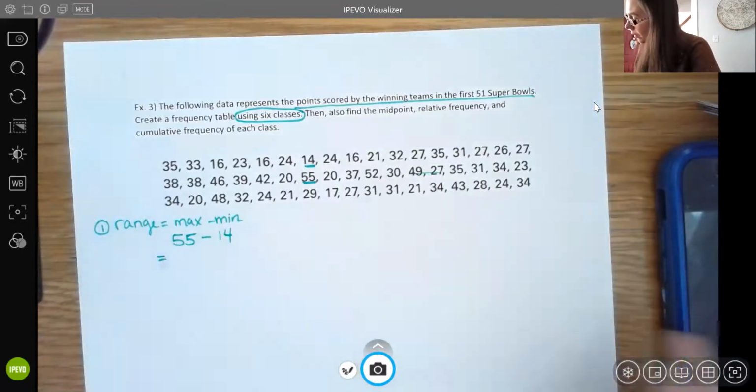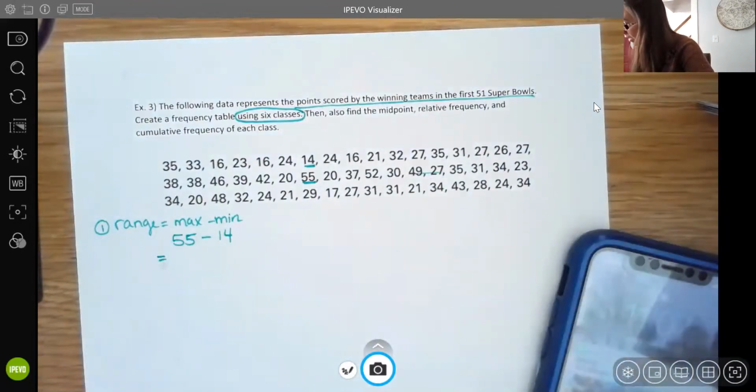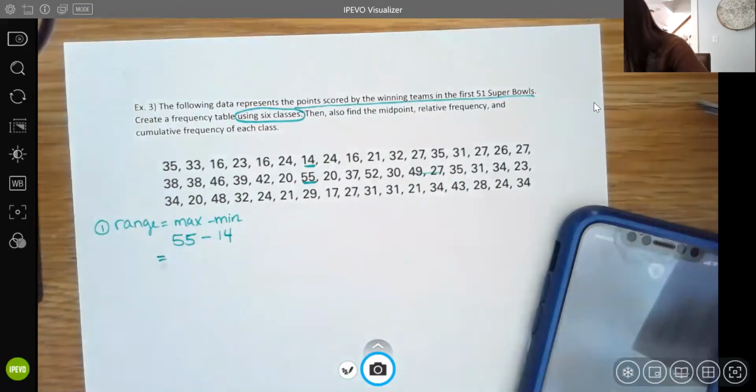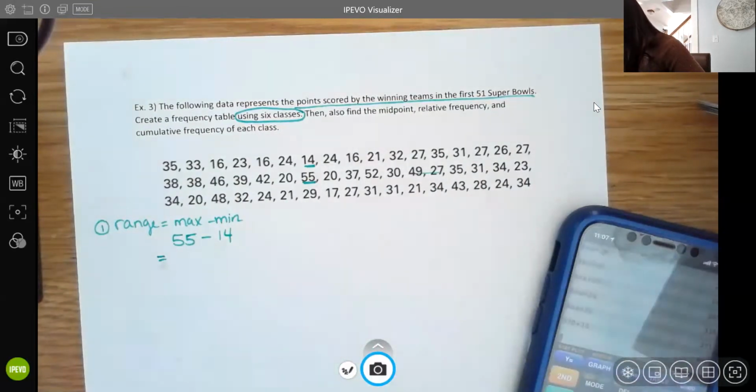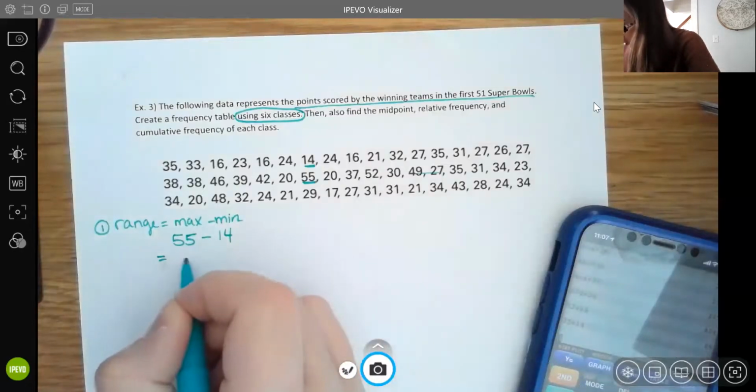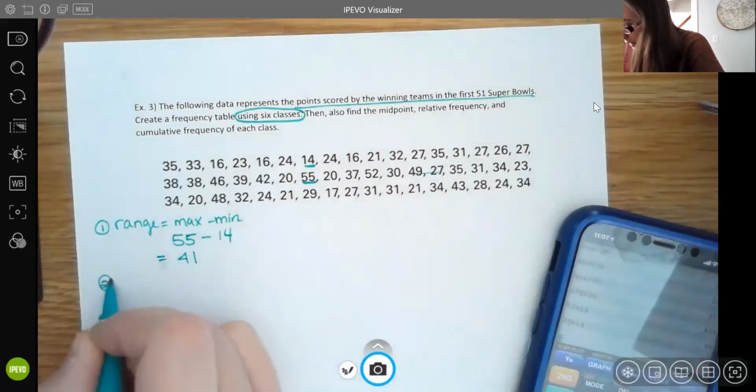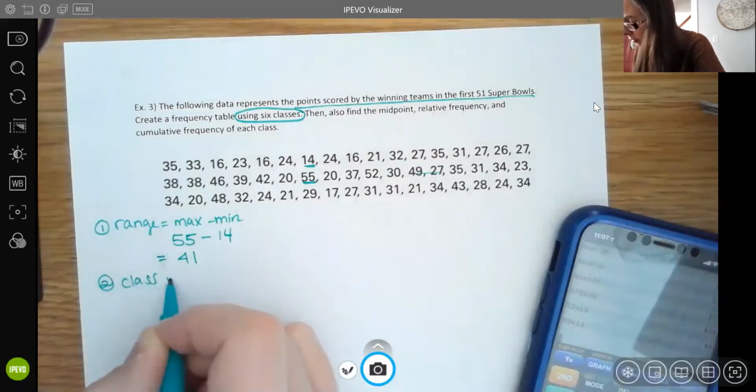Okay. So for my range, I'm going to go ahead and subtract here. So I'm going to take that 55, and I'm going to go ahead and subtract 14. And I get 41. And then I need to find my class width.